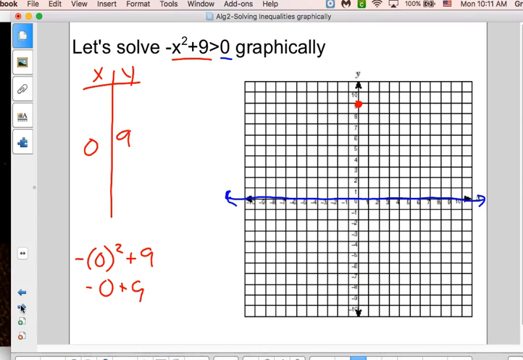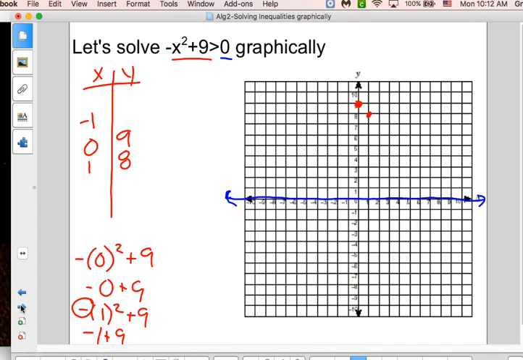What would be the next good number to plug in? 1. So when you plug a 1 in, this is where you have to be careful. Orders of operations, you square it first. So what's 1 squared? 1. But then we're going to make it negative because of that negative sign in front. So it's really a -1. So it's -1 plus 9? 8. If we plug in a 1, what else should we plug in?